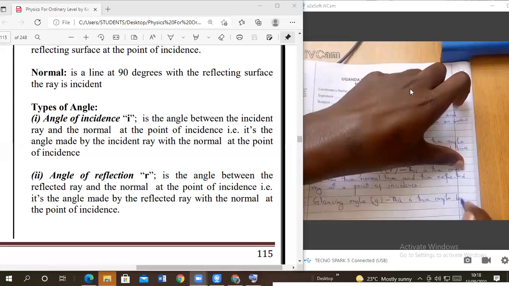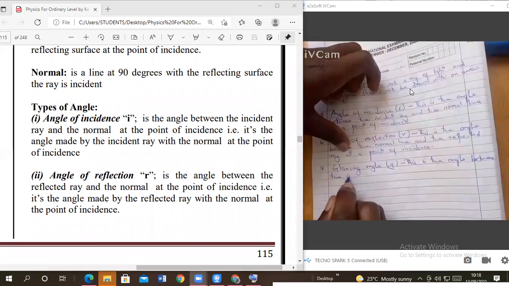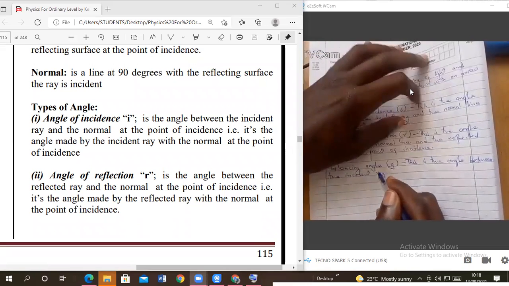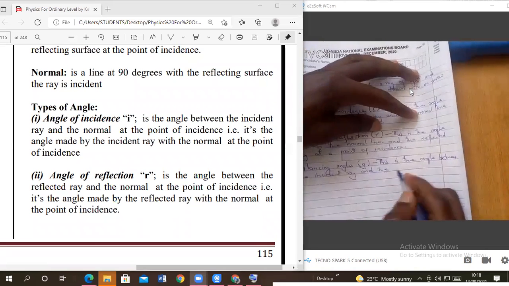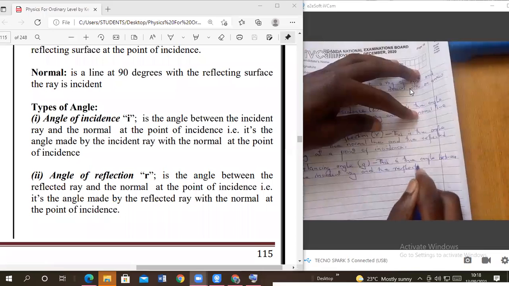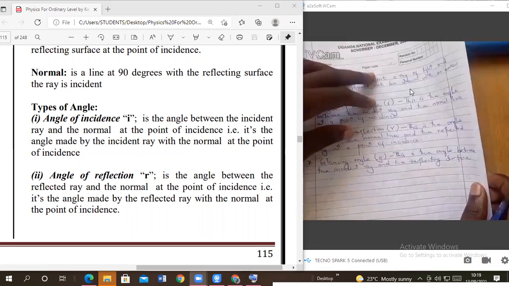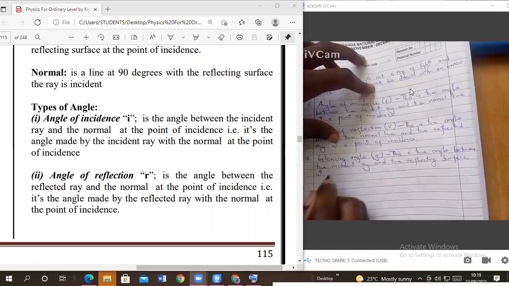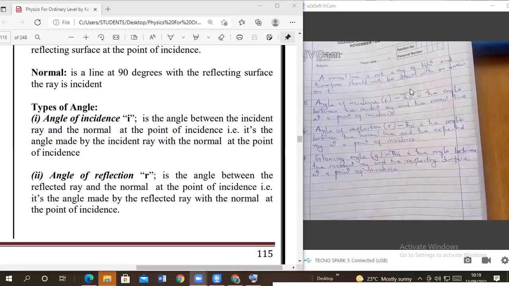So this is the angle between the incident ray and the reflecting surface. Do we stop there? No. At a point of incidence. Very good.